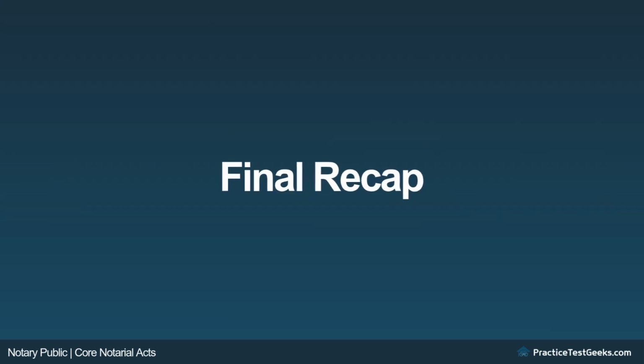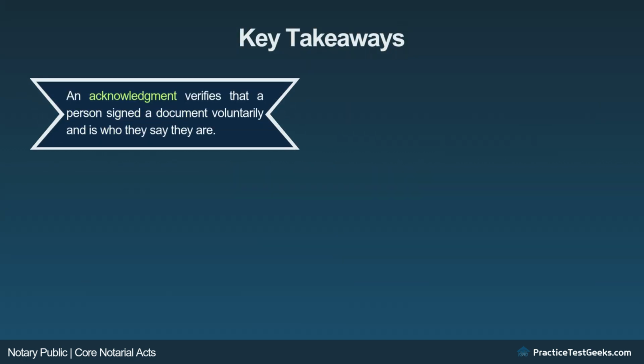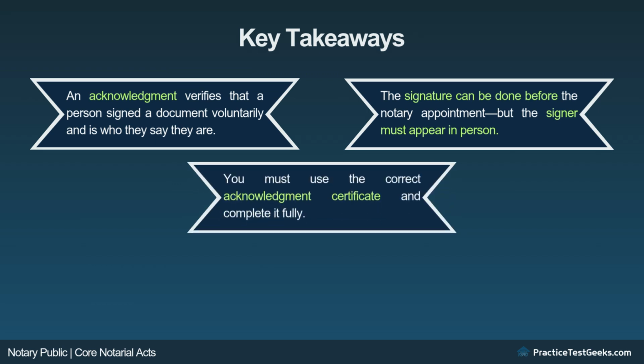Final recap. Here are some key takeaways we have learned from this lesson. An acknowledgment verifies that a person signed a document voluntarily and is who they say they are. The signature can be done before the notary appointment, but the signer must appear in person. You must use the correct acknowledgment certificate and complete it fully.